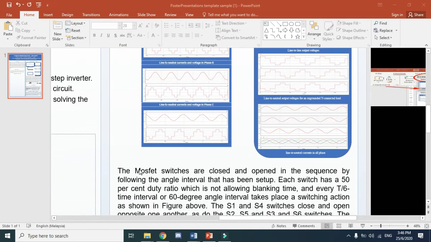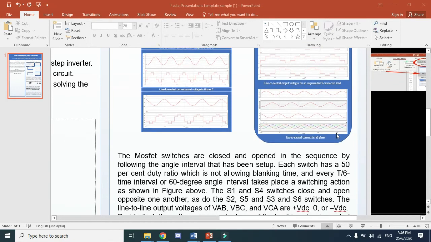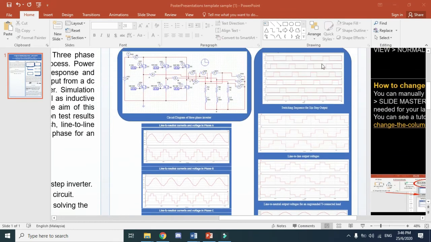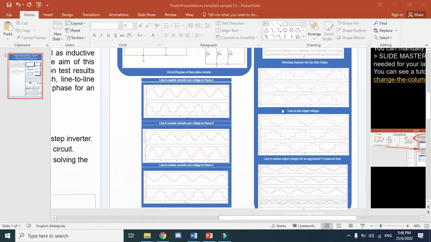Okay, for the discussion, the MOSFET switches are closed and open in sequence, following the angle interval that has been set up. Each switch has a 50% duty ratio, which does not allow blanking time. This output waveform is an example with no blanking time.